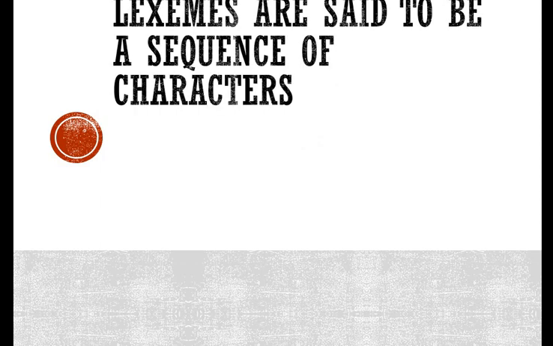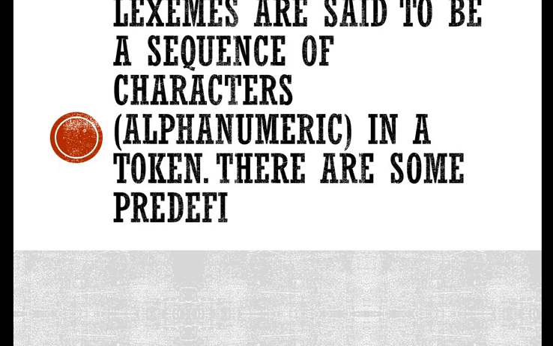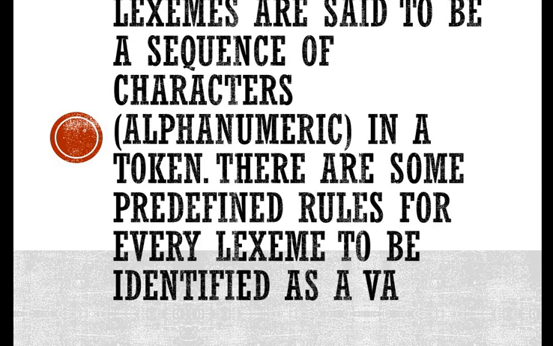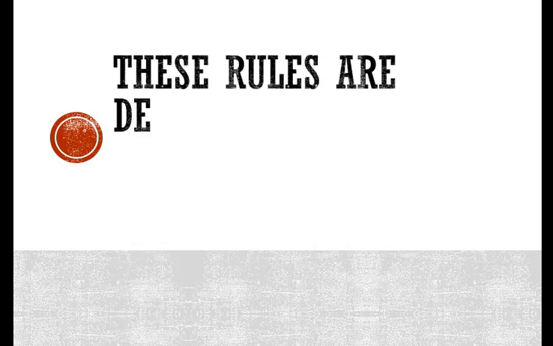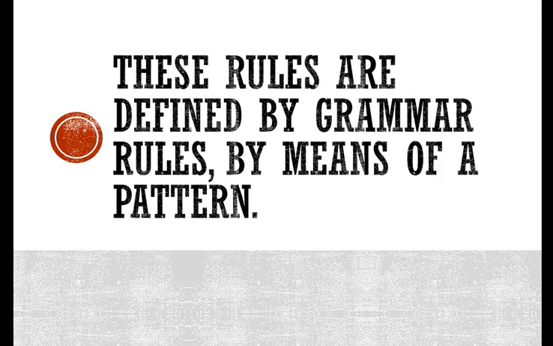So what are tokens? Lexemes are said to be a sequence of characters, alphanumeric, in a token, and there are some predefined rules for every lexeme to be identified as a valid token. हम वैलिड टोकन्स बनाते हैं सीक्वेंस ऑफ कैरेक्टर्स को पिक करके. सो दीज रूल्स आर डिफाइंड बाय द ग्रामर रूल्स बाय मीन्स ऑफ अ पैटर्न.